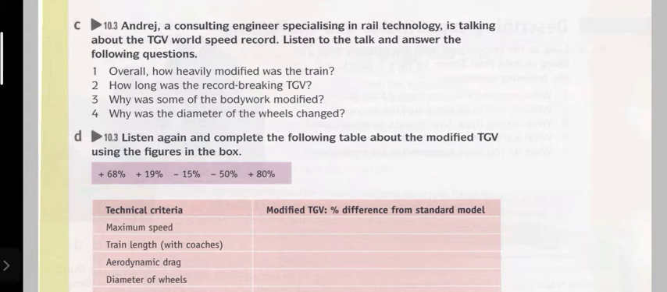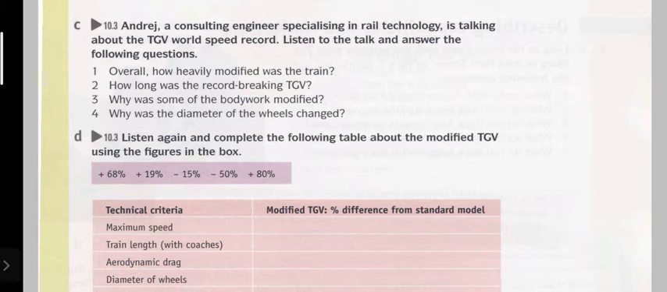Number two, how long was the record-breaking TGV? Yes. The second question: how long was the record-breaking TGV? Yeah, 100 meters. Number three, why was some of the bodywork modified? Yes, very good. To make it slightly more aerodynamic.